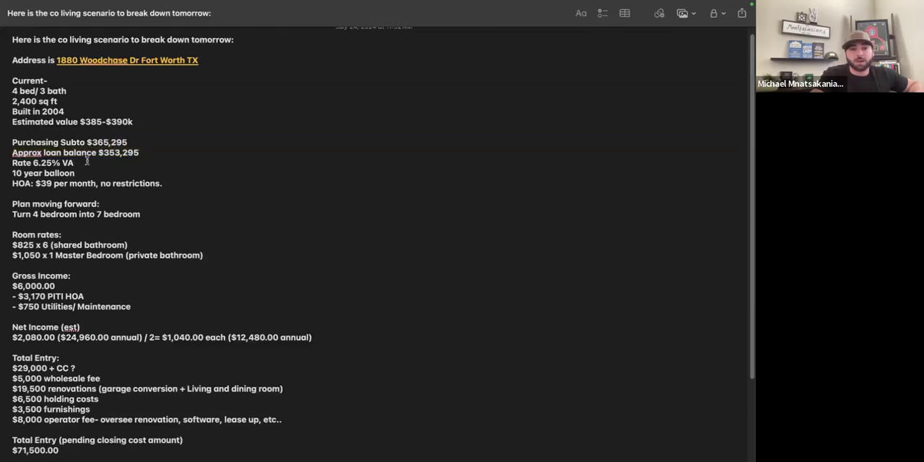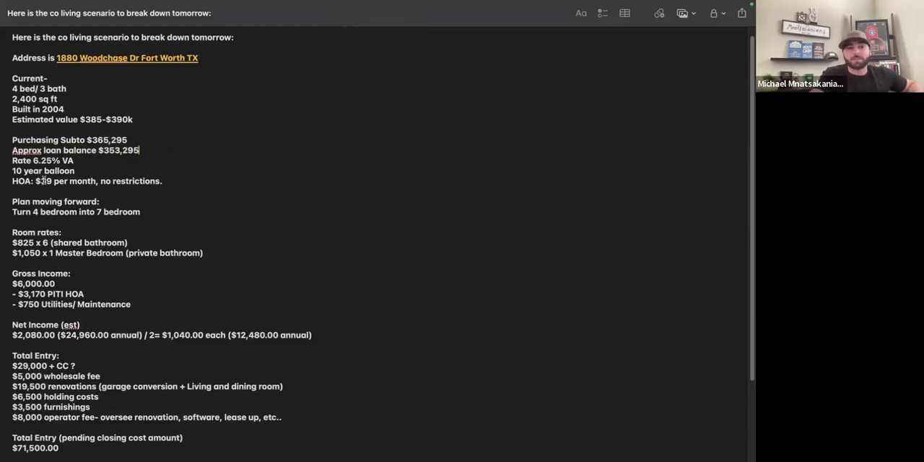The interest rate on this loan is 6.25%, a 10-year balloon. So regardless of what the loan amount is in 10 years, the loan is going to have to be paid off. That's what the balloon is. There's an HOA of $39 a month. They say there are no rental restrictions.